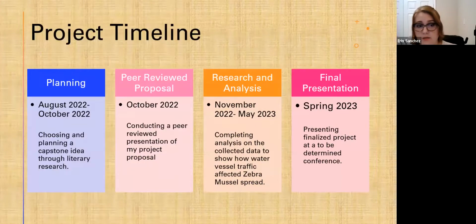My project timeline is pretty straightforward. The past few months have been the planning phase where I chose my topic, researched the history of it, and studied previous projects done on it. Right now is the peer review proposal. In the following months, I will continue to research information to get the data that I need to fulfill the goals of the project. My final presentation will be sometime in the spring. I have not found my venue yet, so I'll be looking for that in the next few months as well.